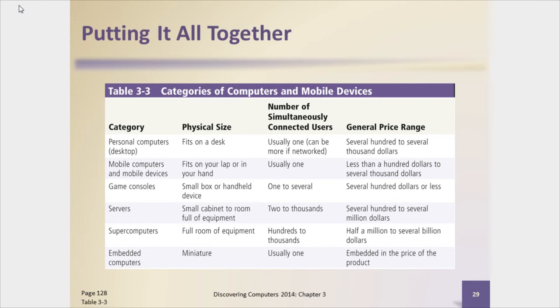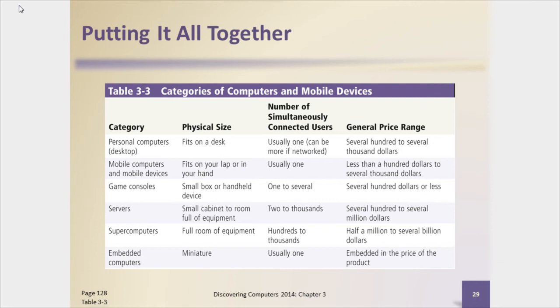So how do we go about comparing all these different types of computers? Well, there's lots of different potential categories that you could make comparisons. You could use physical size, their processing power, their costs, their functions, things of that nature. But there's some general categories here that they talk about in the text for those different categories of personal computers, mobile, game consoles, servers, etc.